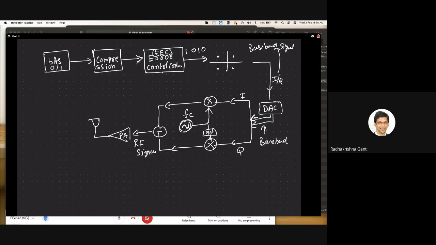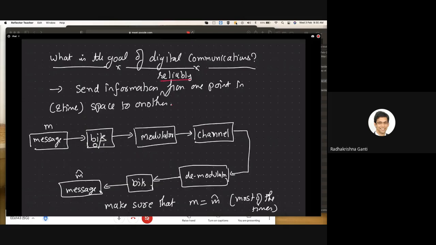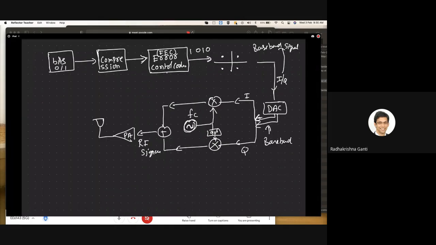Digital to analog converter. We saw so I and Q can be 1 by square root 2 plus 1 by square root 2. So they are still digital signals. So the DAC will take those digital signals and convert them to analog values, actual voltages, which will feed into the IQ modulator.